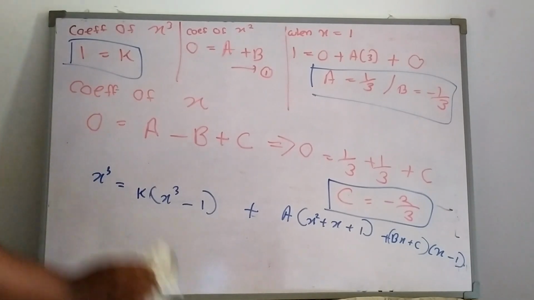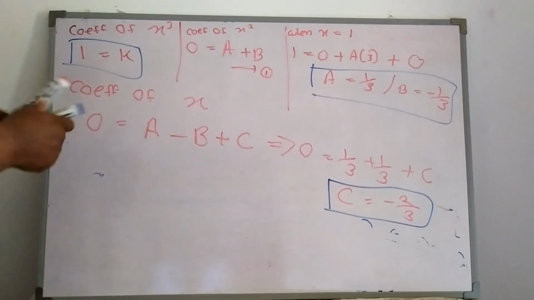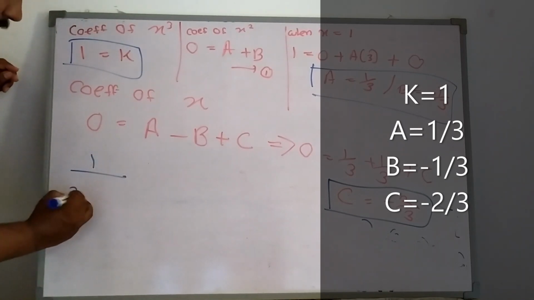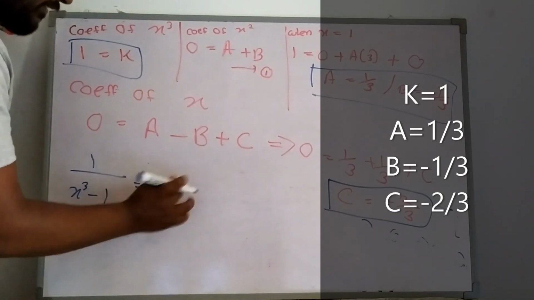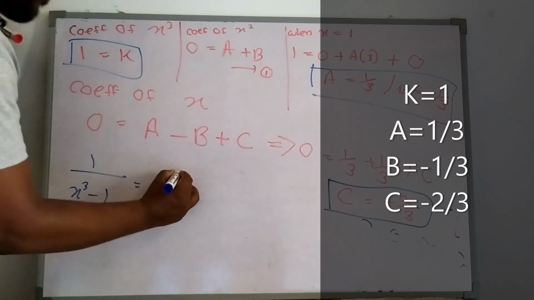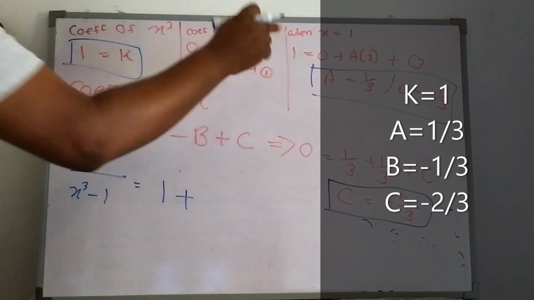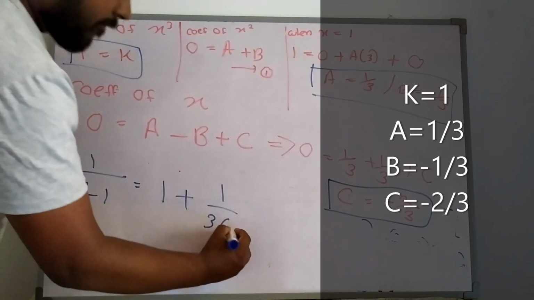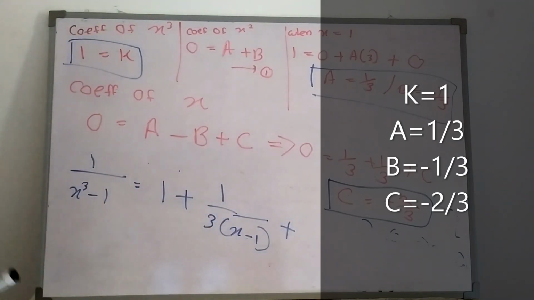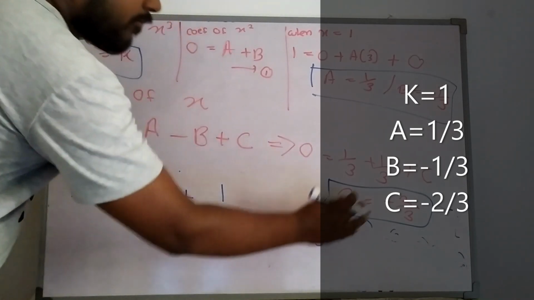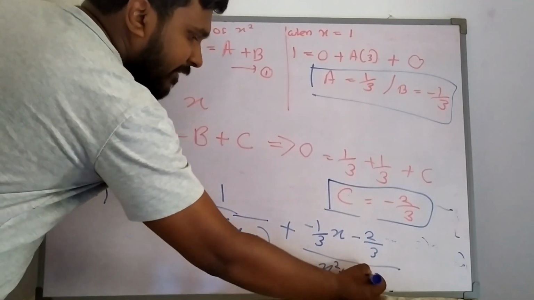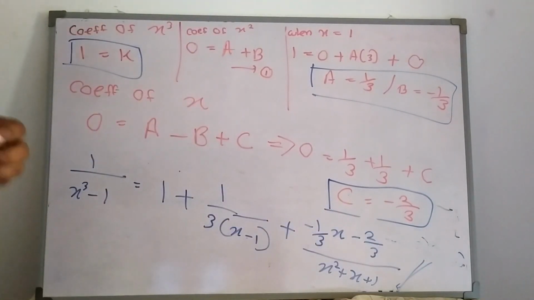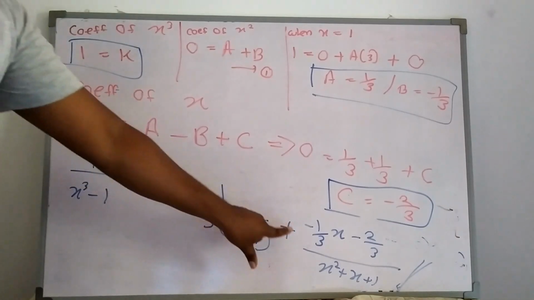Right. Now, time to interpret our final answer, which for x cubed minus 1 is k plus a over x minus 1 plus (bx plus c), which is minus 1 over 3 x minus 2 by 3, over x squared plus x plus 1. This is our final answer. Here it's k plus a plus bx plus c.